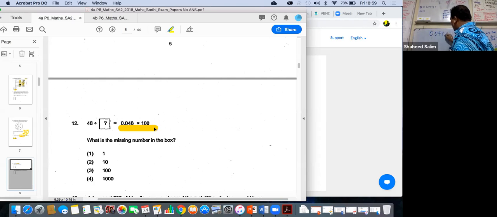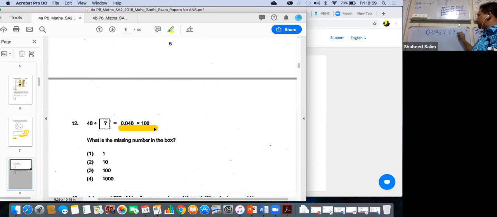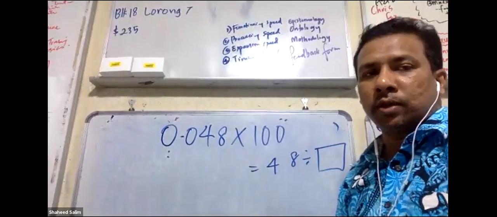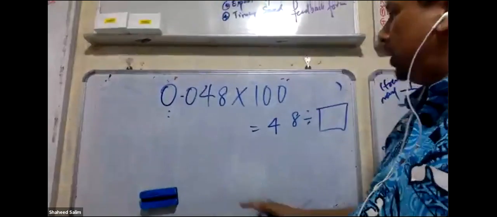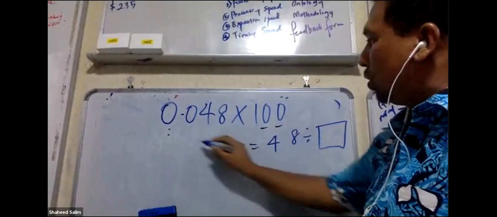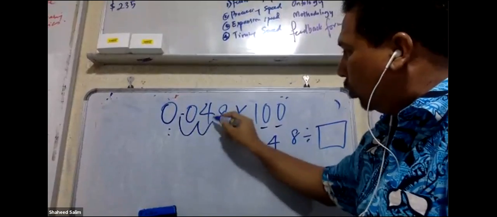Okay, I'm going to just write it down here. Look, and then they say this is equal to 48 divided by what? That's what you're supposed to find. Look carefully, okay? Can you see my screen? Down here, times 100. So you shift 1, shift 2, it is 4.8.